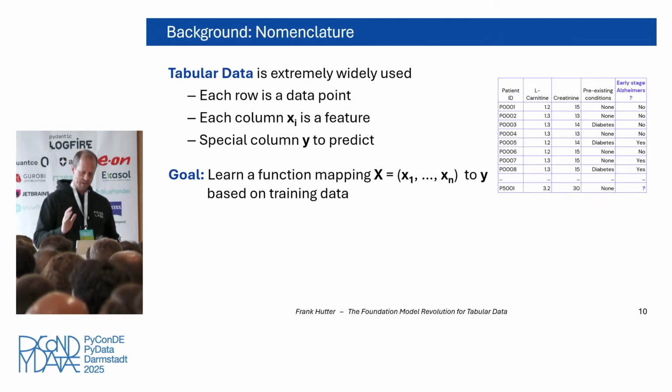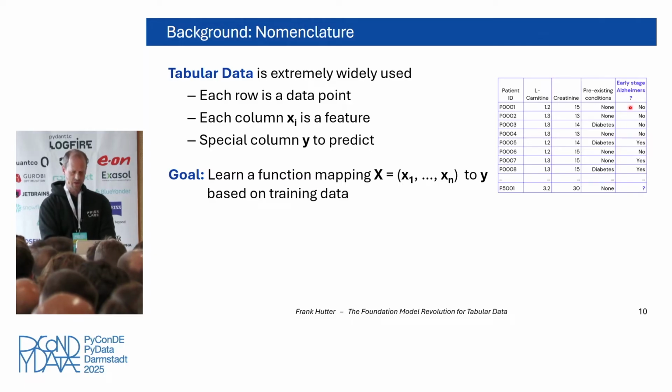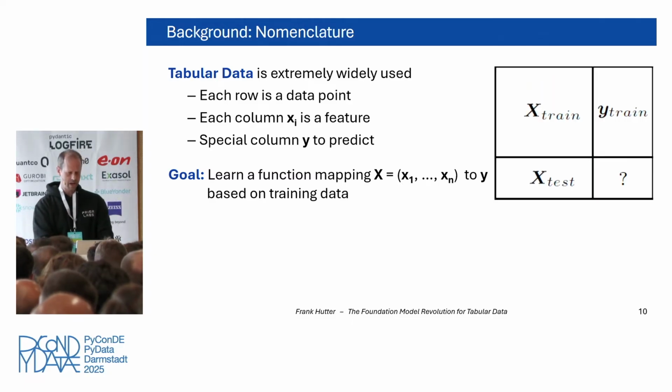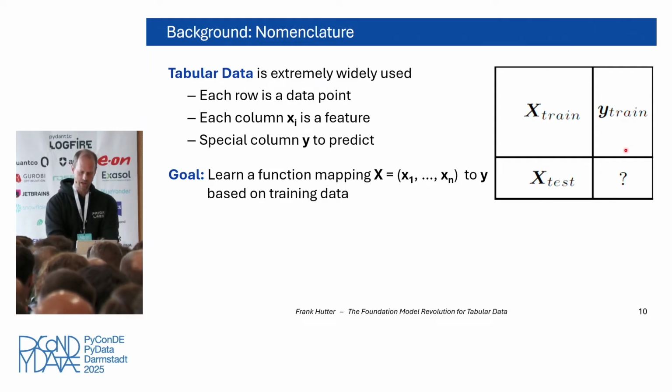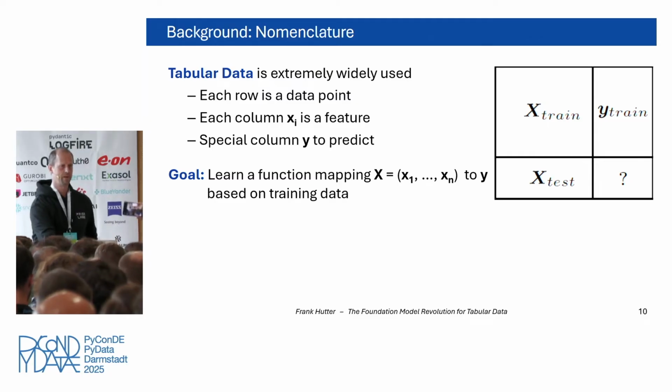All right, just for nomenclature, tabular data is extremely widely used. Each row here is going to be a data point. Each column is a feature, and there's a special column to predict. That's column Y, and I'm going to abstract this as X train, Y train. So we have this historic data, and then X test, and we actually want to predict the Y values for the test.